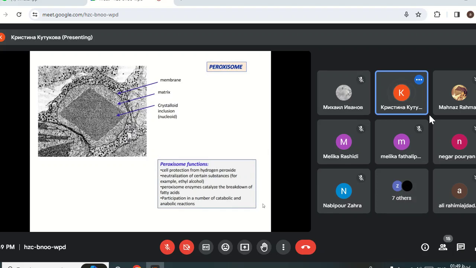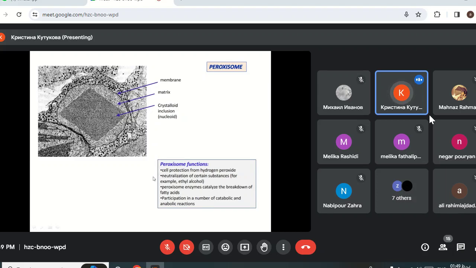It means that peroxisome contains enzymes that break down hydrogen peroxide, H2O2. This is the chemical formula of hydrogen peroxide. It is harmful for any cell. So peroxisome breaks down H2O2 and protects the cell.